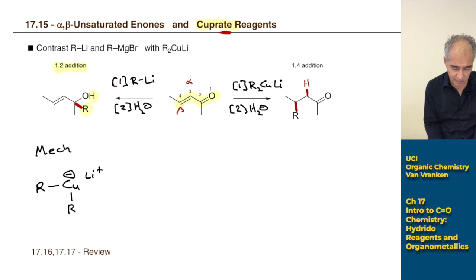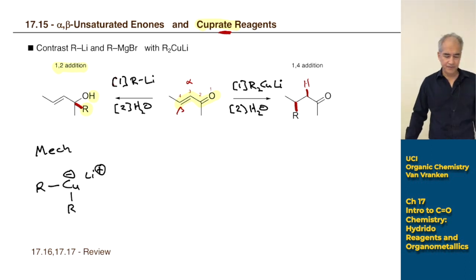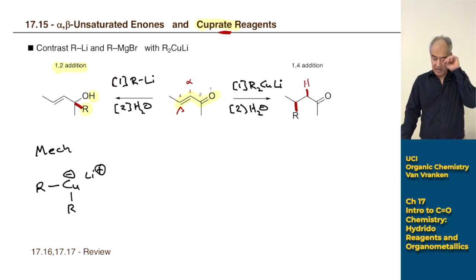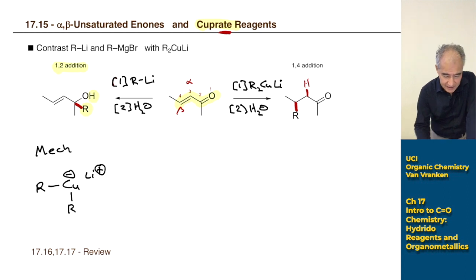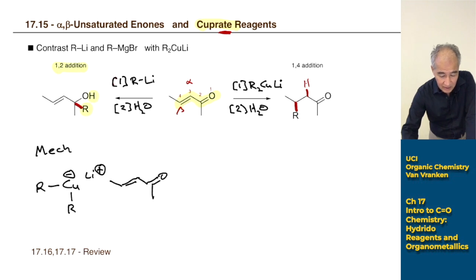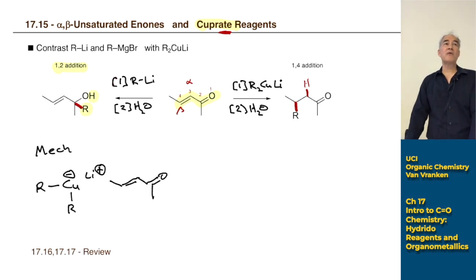And I'm going to draw this in a charge separated form. You don't need to draw a bond between copper and lithium, although there's certainly interactions there. And so there's a negative charge on copper. It's a cuprate. That means those R copper bonds are nucleophilic. And you could never have guessed this if I didn't tell you, but those R copper bonds selectively react not with the carbonyl. They add to that 4 position of the enone.